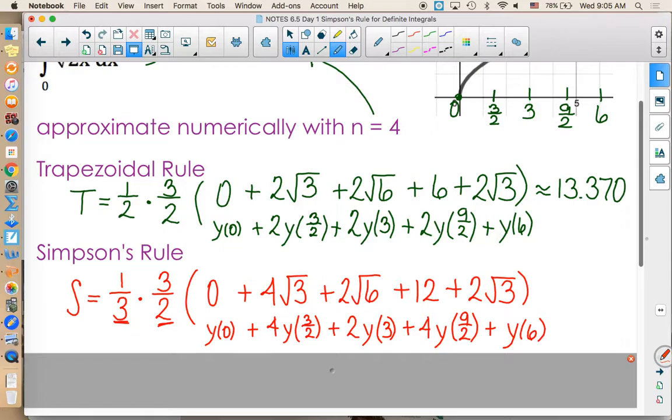And then if you calculate this one, we're around 13.646. And that's not a lot of subintervals for either one of them. We only did 4 because we were doing it by hand.